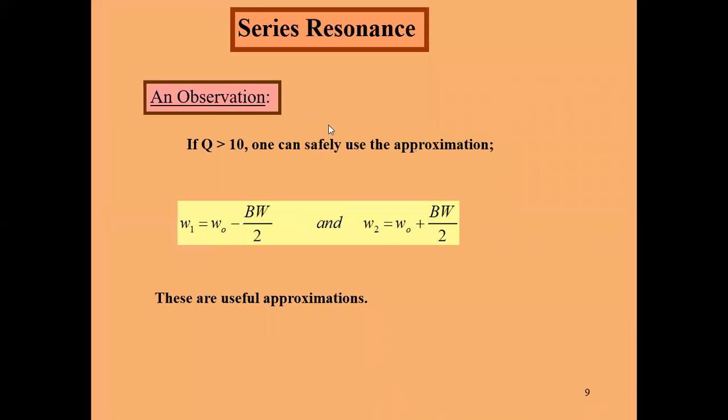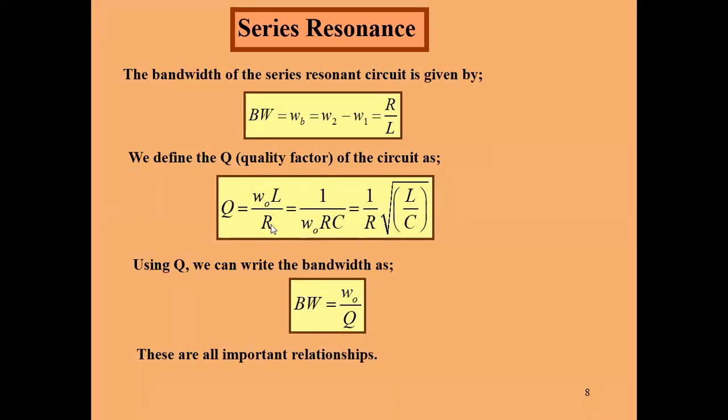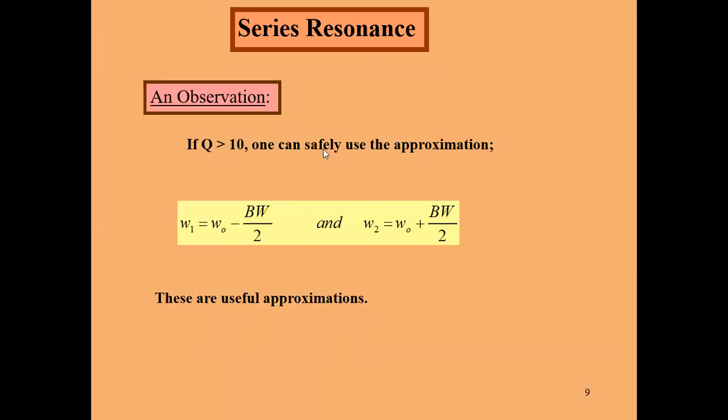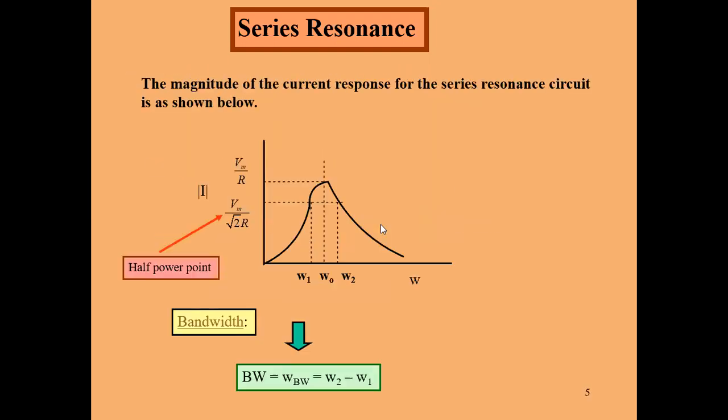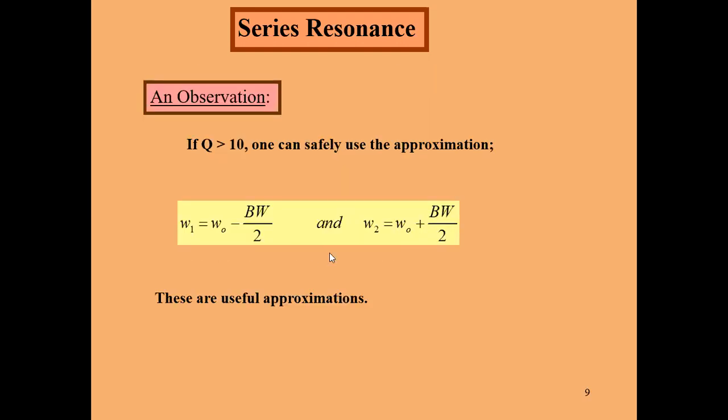Generally we have one question: if Q is greater than 10, one can safely use the approximation. The value of that quality factor is the ratio of omega L divided by R, or 1 by omega RC. If that ratio is greater than 10, then we are able to write the equation omega 1 is equal to omega 0 minus bandwidth divided by 2, and omega 2 is equal to omega 0 plus bandwidth divided by 2. Here omega 0 is the central part, with half the bandwidth on one side and half on the other side, and both halves are the same.